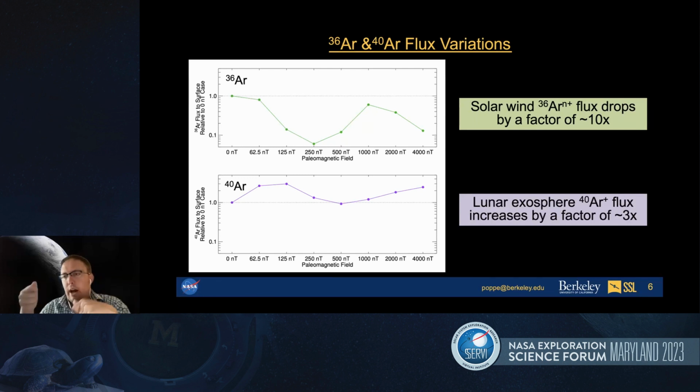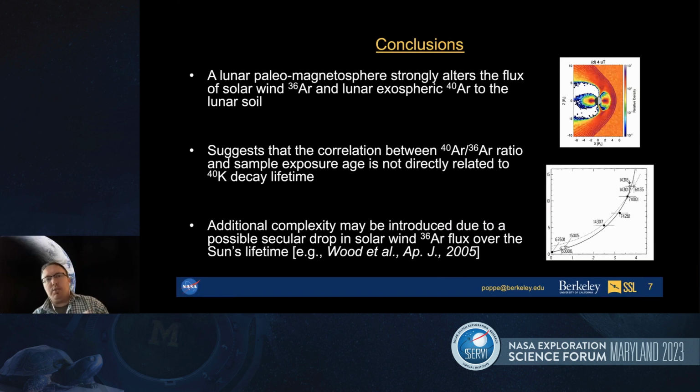And that might affect how this calibration works in terms of the ratio of argon-40 to argon-36. So in conclusion, these results have shown that the presence of a paleomagnetosphere definitely alters the flux of both solar wind argon-36 and lunar exospheric argon-40 to the lunar soil. It's something that has to be taken into account if we want to understand how the antiquity indicator works. It suggests that this ratio we see in the data, even though to first order it matches the radioactive decay curve of potassium-40 into argon-40, the picture is more complicated than that. It's not fully directly related just to the potassium-40 decay rate.